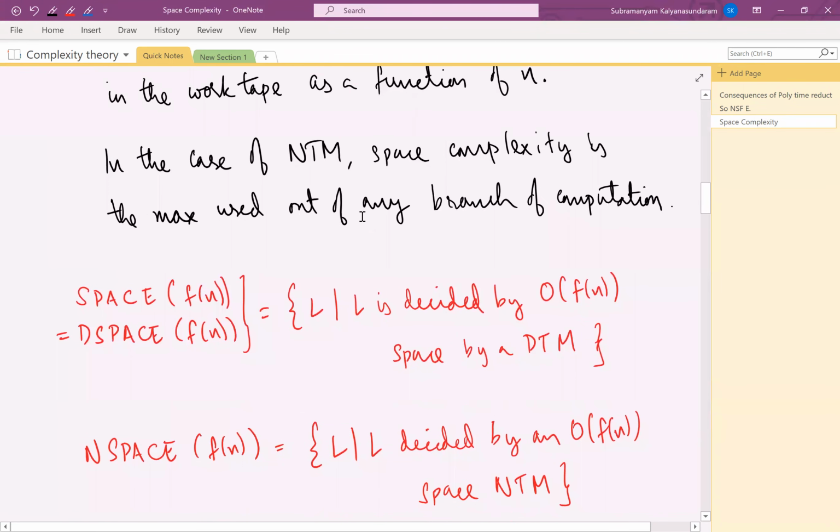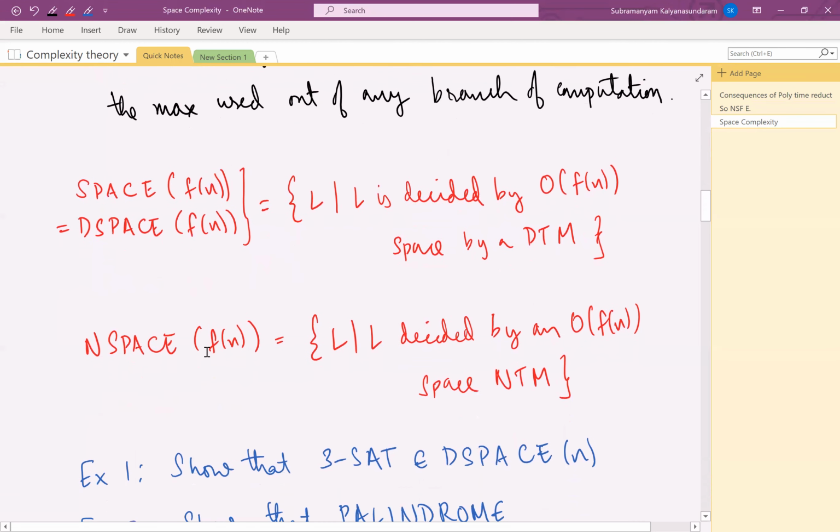Okay, so just like we had DTIME, NTIME, etc., DSPACE of f(n), or sometimes SPACE of f(n), is the complexity class consisting of all the decision problems, or all the languages, that can be decided by a deterministic Turing machine that takes order f(n) space. Similarly, NSPACE of f(n) is the class of all languages that can be decided by an order f(n) space non-deterministic Turing machine.